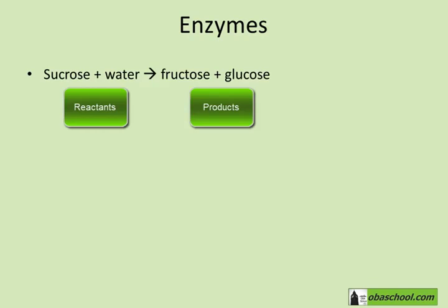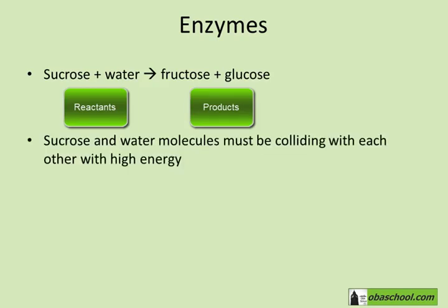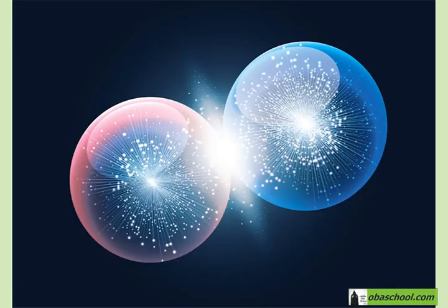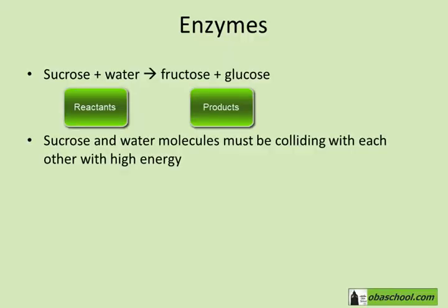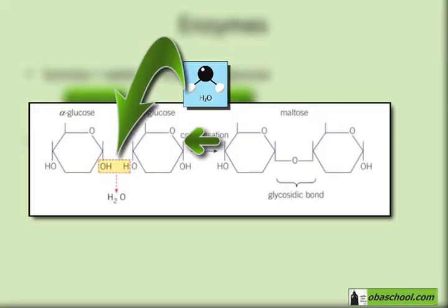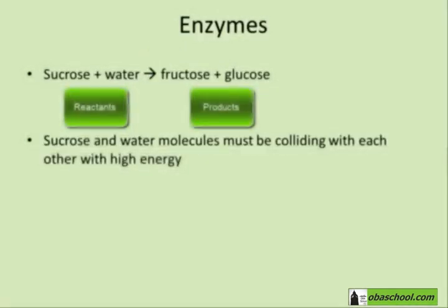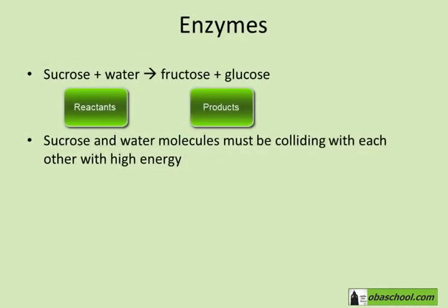For this chemical reaction to occur, some conditions need to be met. They can't just occur out of nowhere. The first one is that the sucrose molecule and the water molecule must be colliding, or actually physically bumping into each other, with a high enough energy in order to allow them to break bonds and make new bonds. The water is going to break a bond, the glycosidic bond, and the hydrogen is going to insert itself, and then OH is going to insert itself. We saw this in the hydrolysis reactions of disaccharides. So sucrose and water must be colliding with each other at a high enough energy. That is the first condition.